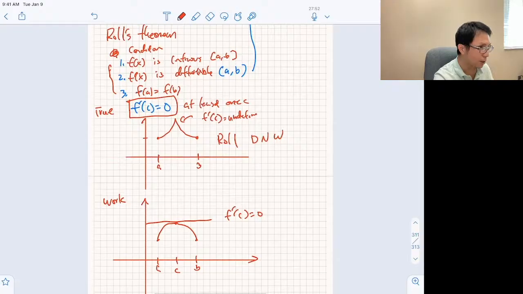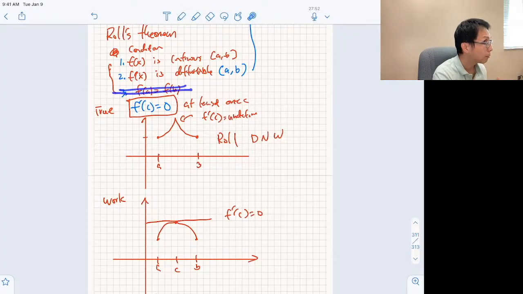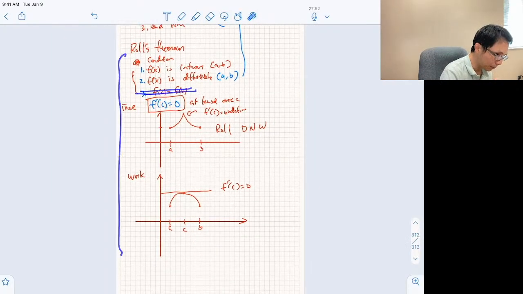He says, let's create a situation that says, let's limit down the conditions. Let's get rid of this condition, that F of A happens to equal F of B. Then you say they don't have to be at the same height. Yes, they do not have to be at the same height. So Rolle kind of helped construct the mean value theorem.